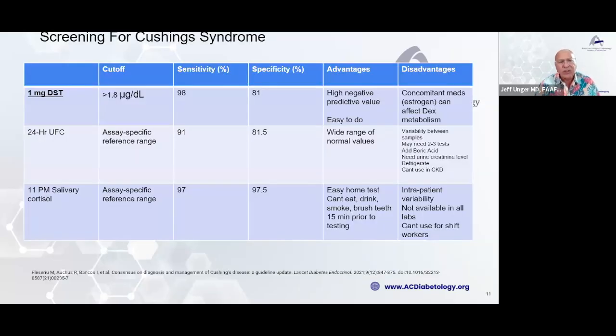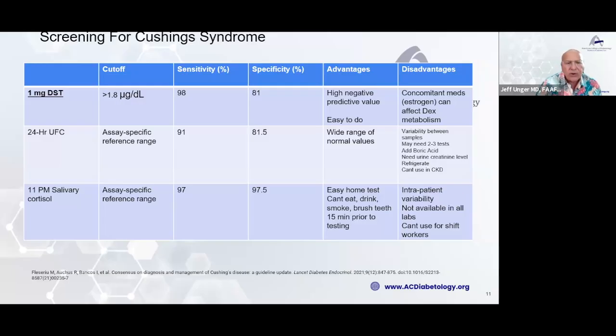So, how do we screen for Cushing's disease? How do you know that people have it? Well, there's 3 ways to do it. You could do a late night salivary cortisol because you're looking at cortisol levels at night just before bedtime. They should be really low at that point in time. If they're high, that's an indication that they have hypercortisolism.